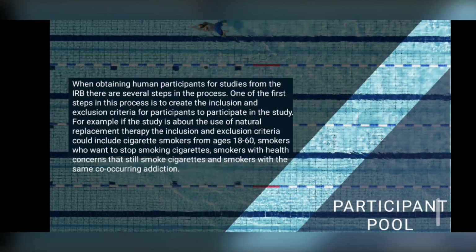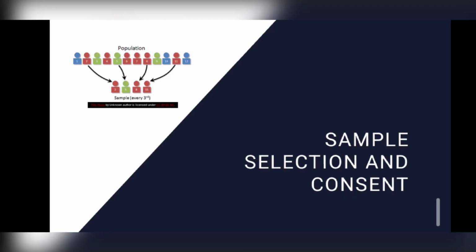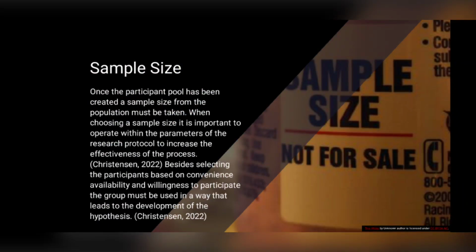When obtaining human participants for studies for the IRB, there are several steps in the process. One of the first steps is to create the inclusion and exclusion criteria. Sample selection and consent: once the participant pool has been created, a sample size from the population must be taken.